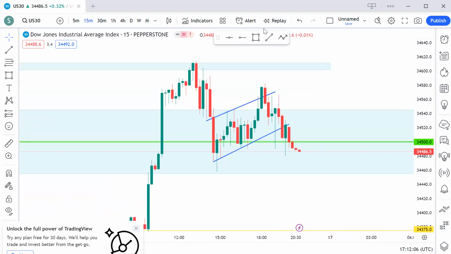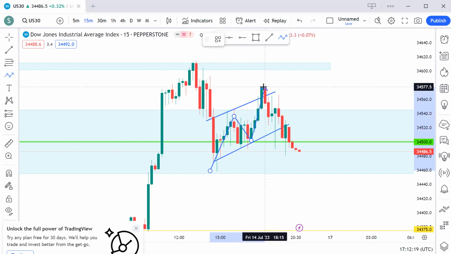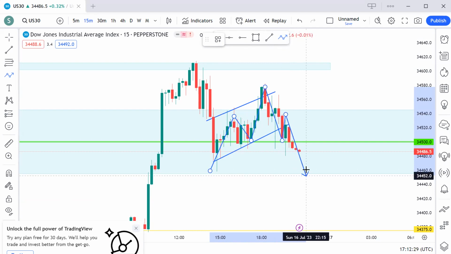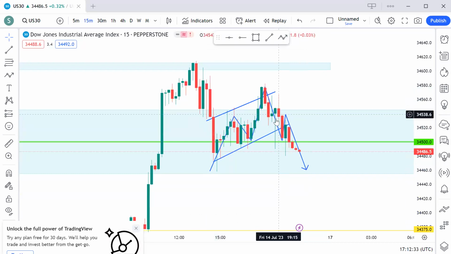I see another pattern. Check this. Left arm, shoulder, neckline, head, right arm, neckline, shoulder, arm. Poof. There's a head and shoulder.